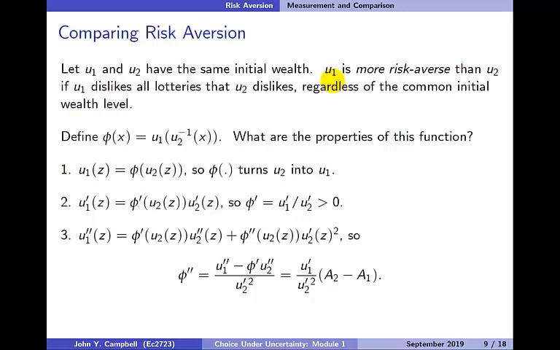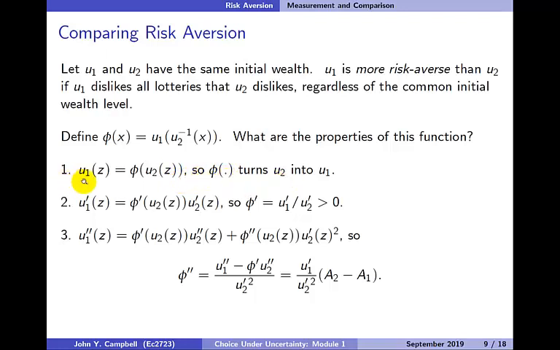Okay, so how are we going to analyze this problem of comparing risk aversion? We're going to do it by defining a new function phi of x, which is u1 applied to the inverse of u2. Now, what does this function do? So the first thing we can do is write u1 of z is phi of u2 of z. That's true by the definition of phi. It just says that what phi does is it turns u2 into u1.